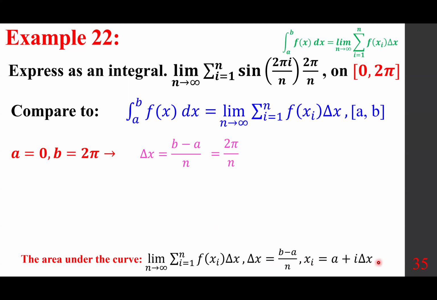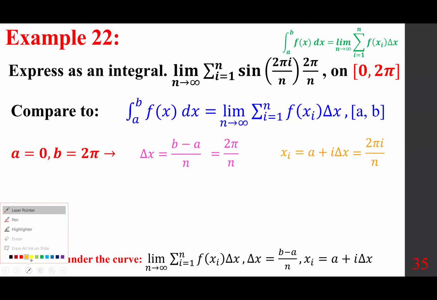x sub i is a plus i delta x. So x sub i is a, which is 0, plus i times this. So a is 0, has no bearing. i times delta x, so 2 pi i over n. Therefore, if we look at this one, we see the delta x, everybody, of course, as expected. Let me use this color. So this one obviously is this one.